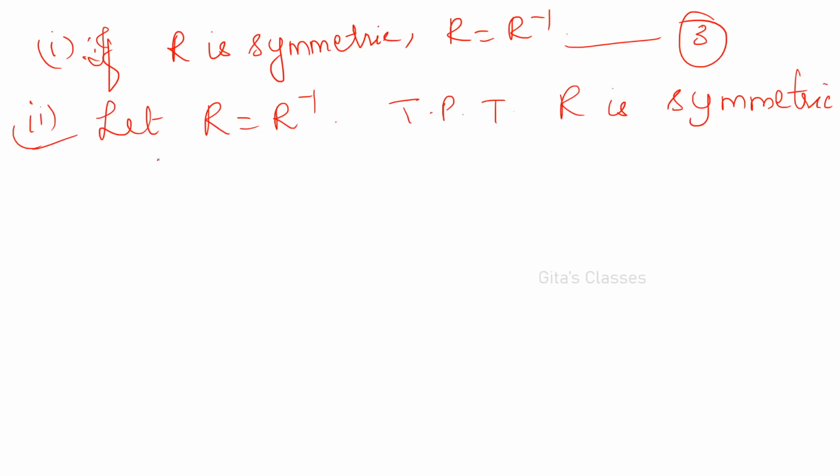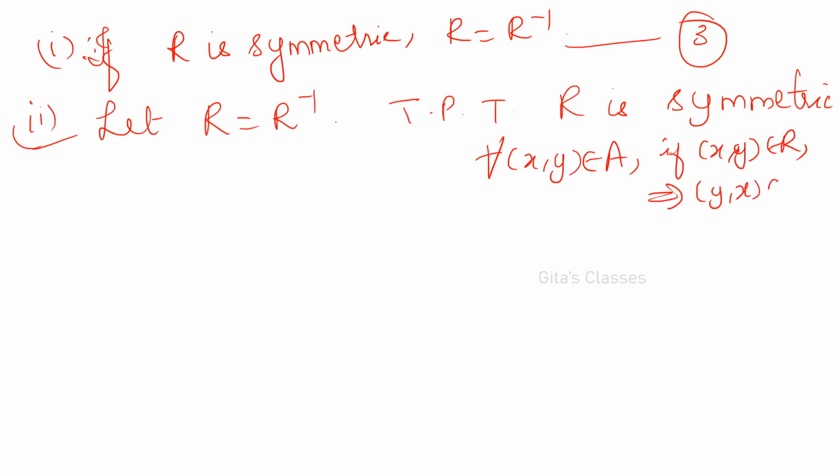Assume that R is equal to R inverse. To prove R is symmetric means what? We have to take, for all x comma y in the set A, if x comma y is in R, you have to prove that implies y comma x is in R. This is what we have to prove. Okay, so very simple.